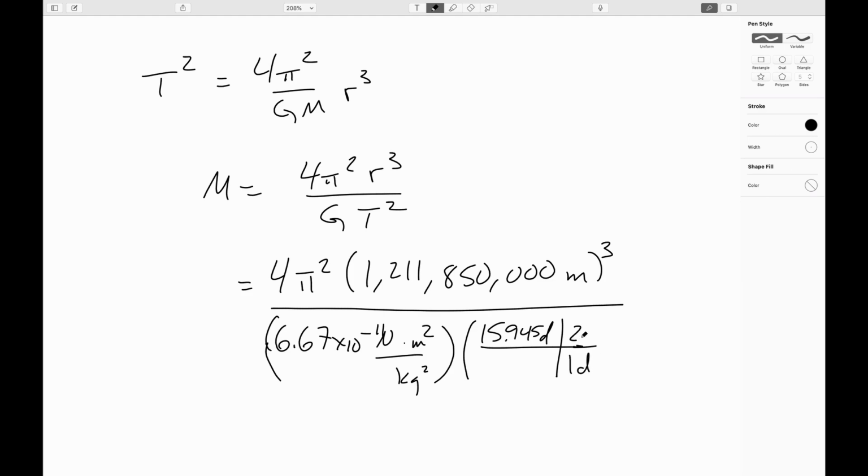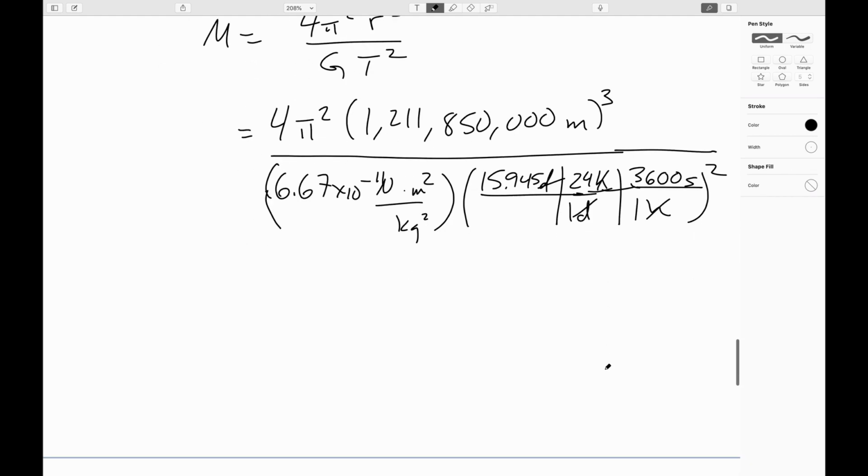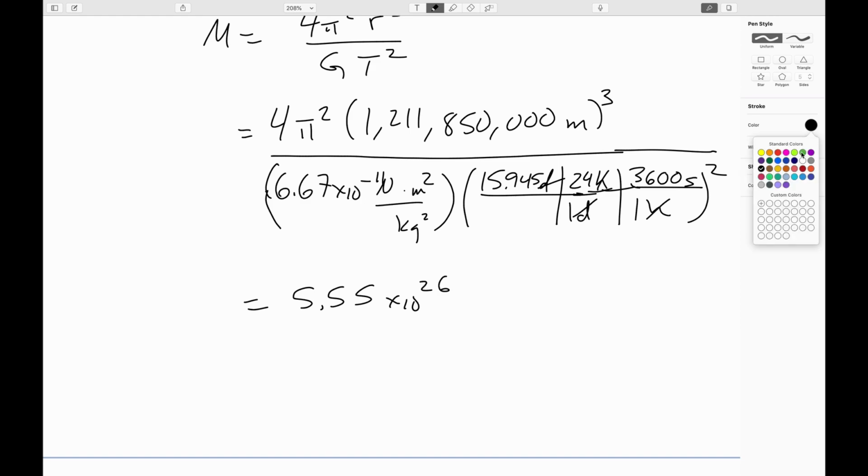So just remember, one day has 24 hours. Cancel, cancel. And because I run out of space, I'll jump straight to 3,600 seconds in an hour. Cancel, cancel. And that all needs to be squared. All right. So when you run that all through, you are going to get 5.55 times 10 to the 26. And we really, really hope it's kilograms, but it's probably worth checking, huh?